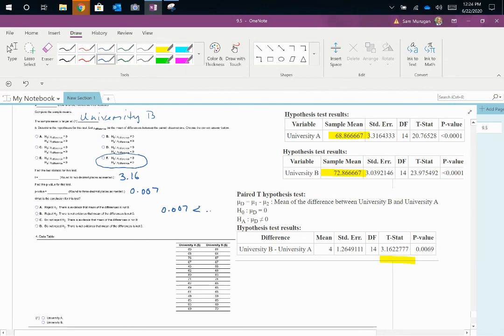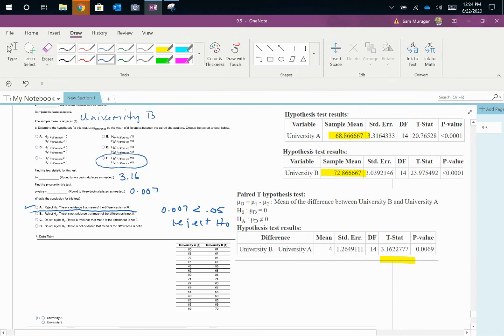0.007 is less than 0.05. So we have to reject the null hypothesis. There is evidence that the mean difference is not 0. Remember, we're always talking about being 0 and not 0. Make sense? Reject H0. If it was greater than, you would not reject.